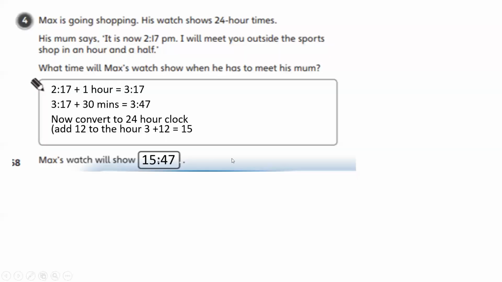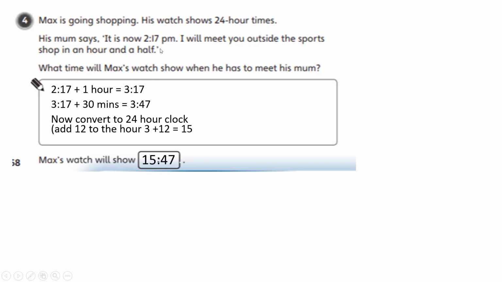Right, looking at question 4 now. Max is going shopping. His watch shows 24-hour times. His mum says it is now 2:17 PM. "I will meet you outside the sports shop in an hour and a half," so 1.5 hours. What time will Max's watch show when he has to meet his mum?